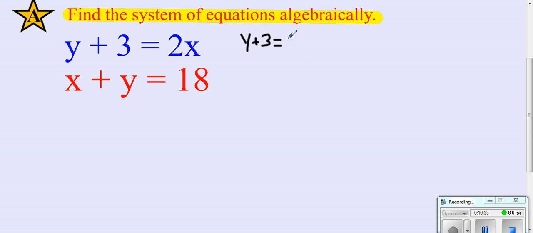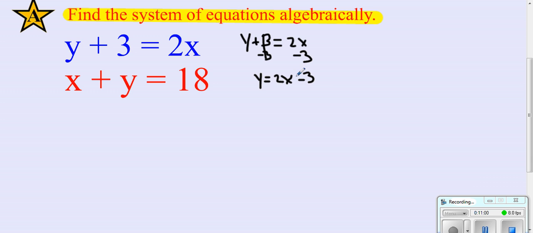So you have y plus 3 equals 2x. I'm going to write that first one down. It's very easy to solve this for y. You go ahead and look at the side where the y is, and you subtract 3 from each side. Subtracting 3 will leave y alone, and you see that you have y equals 2x minus 3 now. And you have y equal to 2x minus 3.